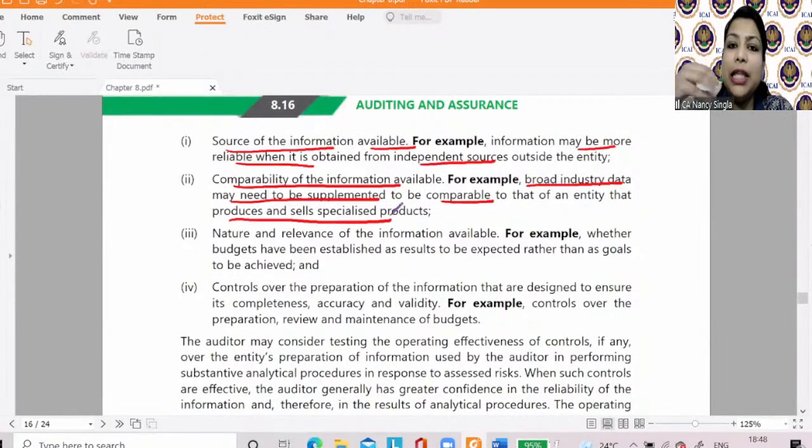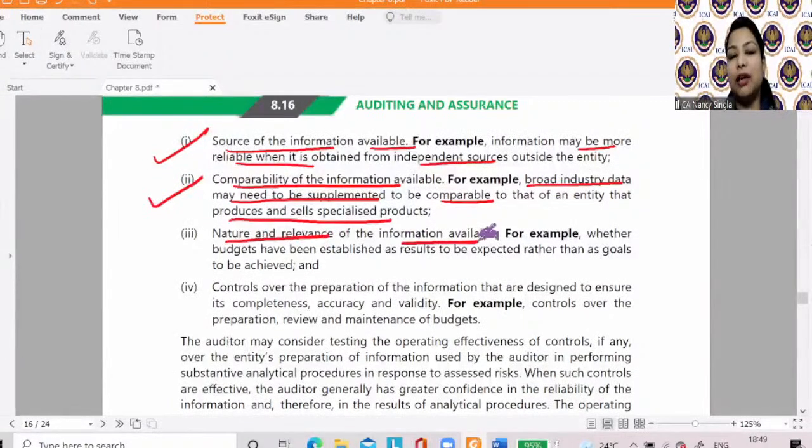So what does that mean? That your client is manufacturing certain specialized products. So you can compare an apple to an apple. So you will have to supplement that industry data, broad industry data, so as to make it comparable to your client data. So comparable information should also be available. Then only you can apply the particular substantive analytical procedure. Then is nature and relevance of the information available.